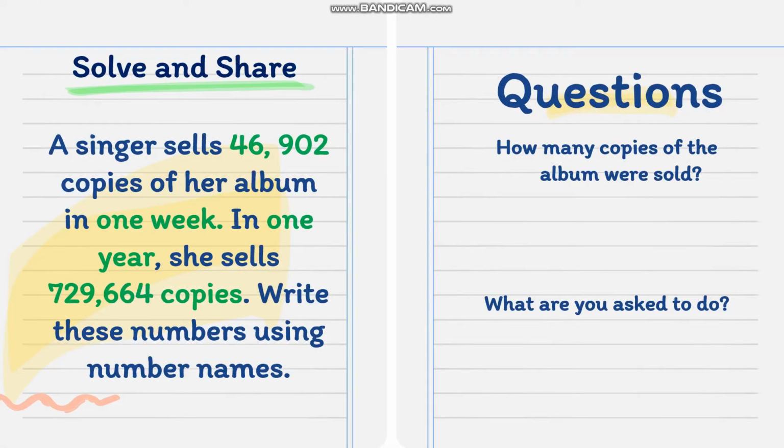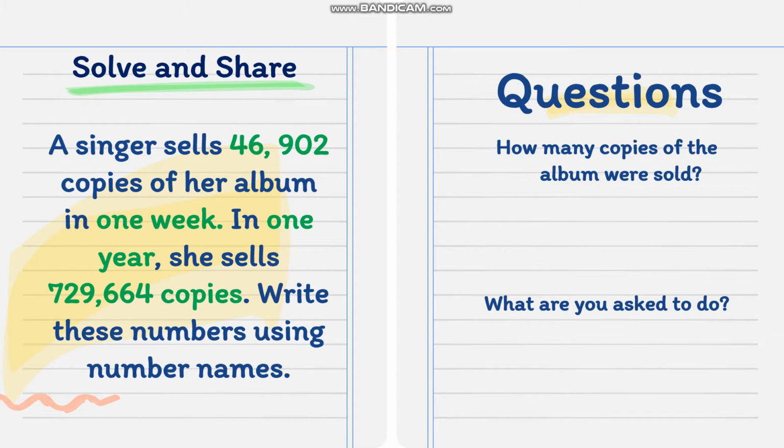Let's answer this given question. A singer sells 46,902 copies of her album in 1 week. In 1 year, she sells 729,664 copies. Write these numbers using number names. I told you when we say number names, it means it is a word form. So let's answer the following questions.